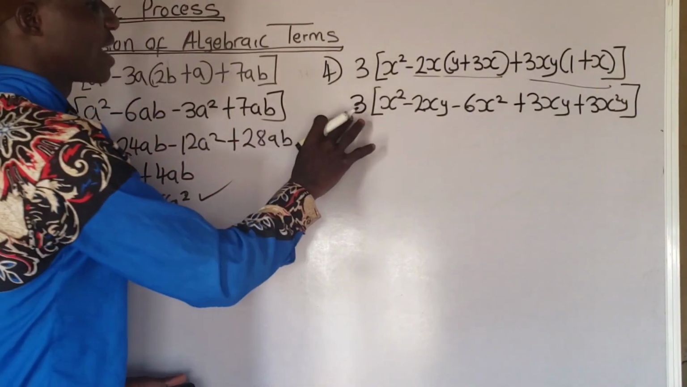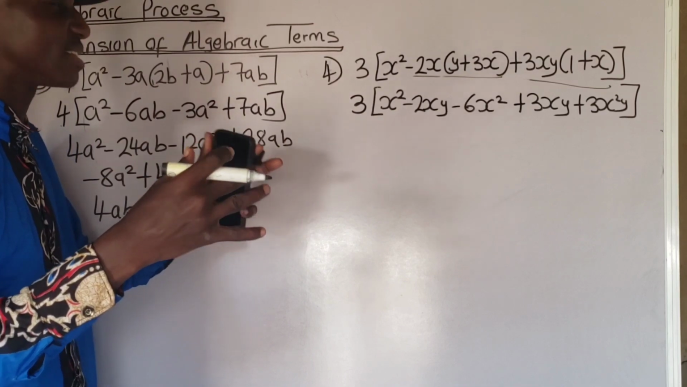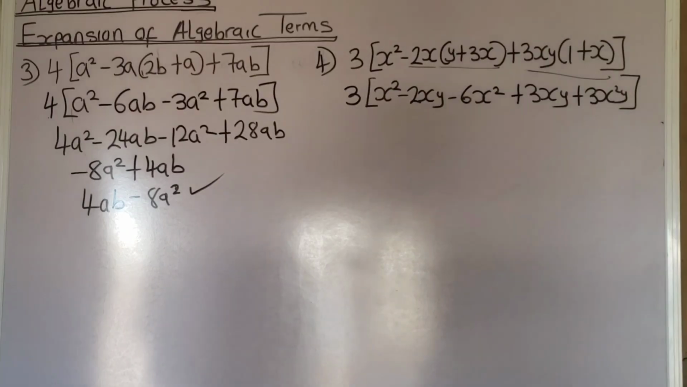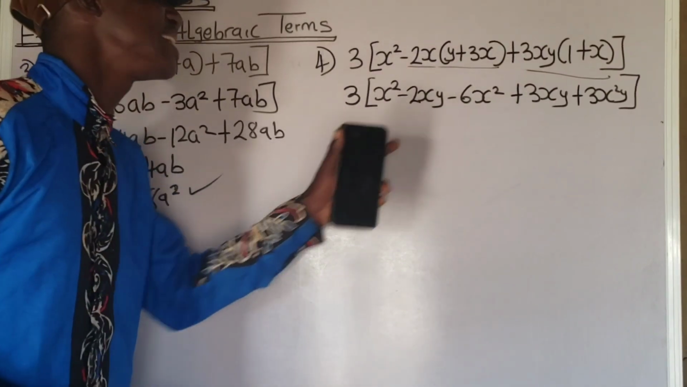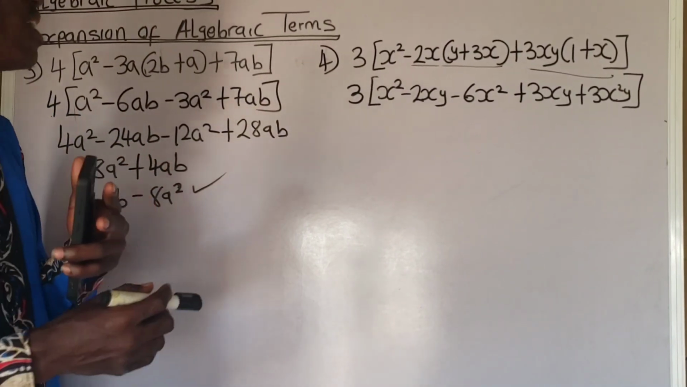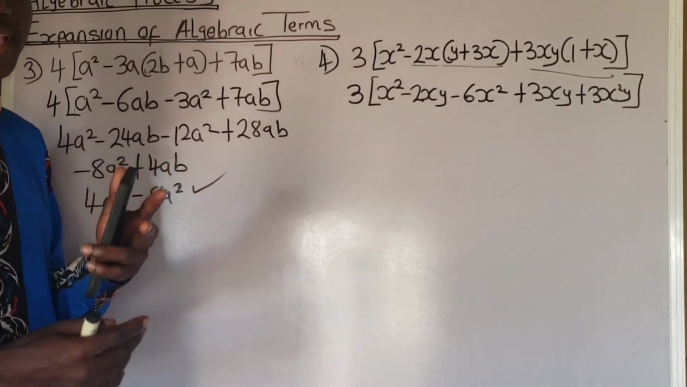I'm going to open this bracket using the coefficient that is at the front. You understand? The coefficient at the front of this bracket is what? 3. So I'm going to multiply all the terms inside the bracket by this 3. That is what we mean by algebraic expansion.